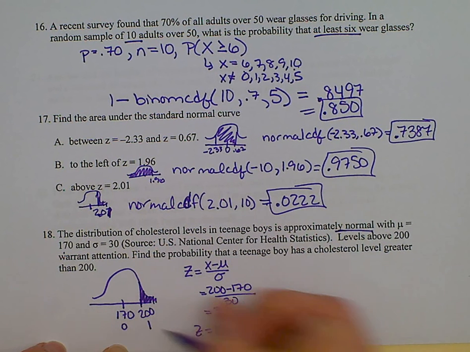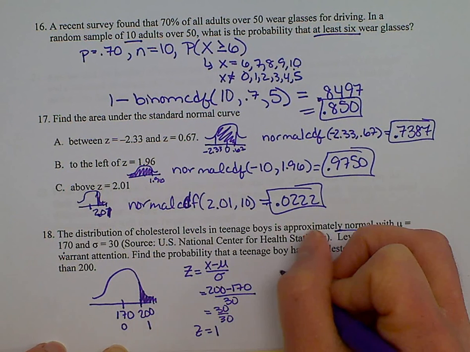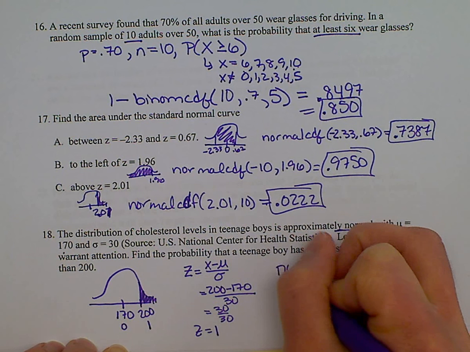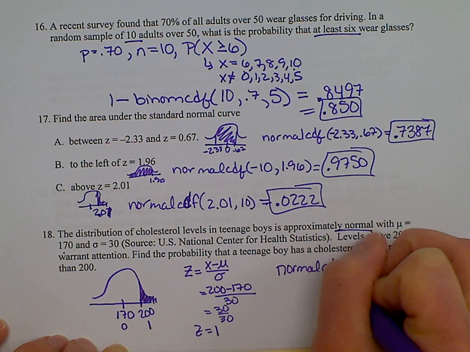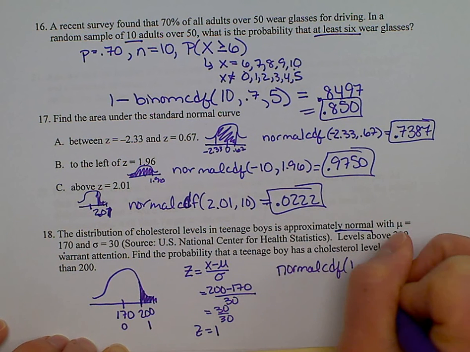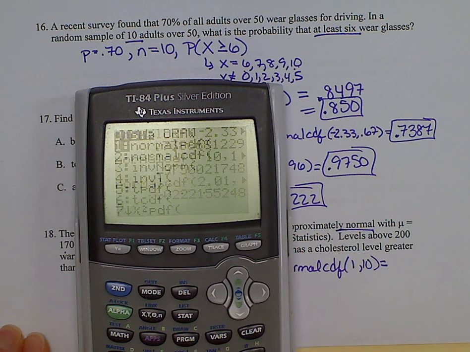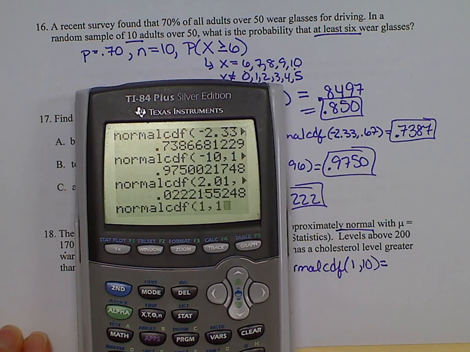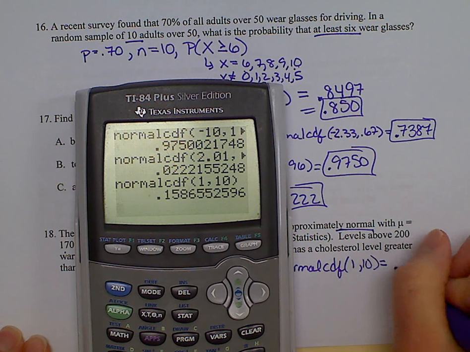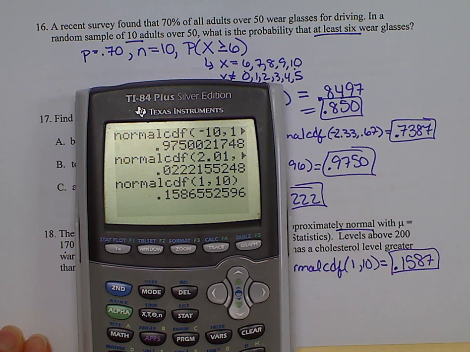So our probability is the area under the normal curve. We shaded all the way to the right, so we're going to enter in normalcdf, 1 to 10. We got 0.1587, rounded to 4 decimal places.